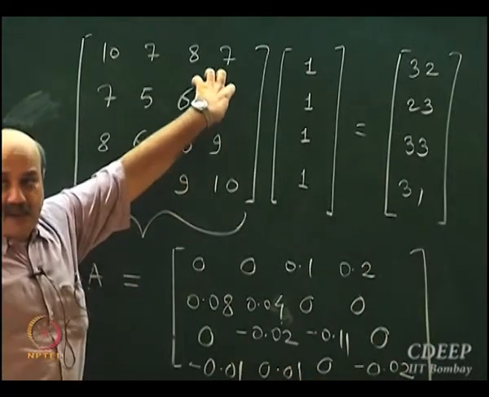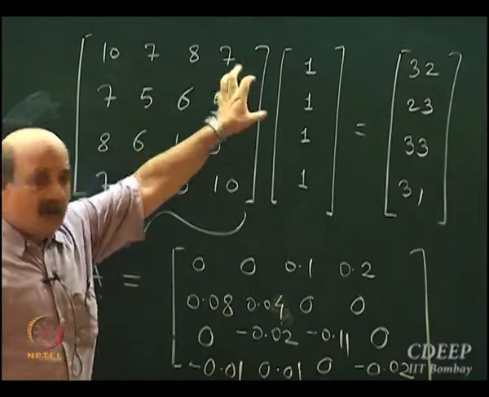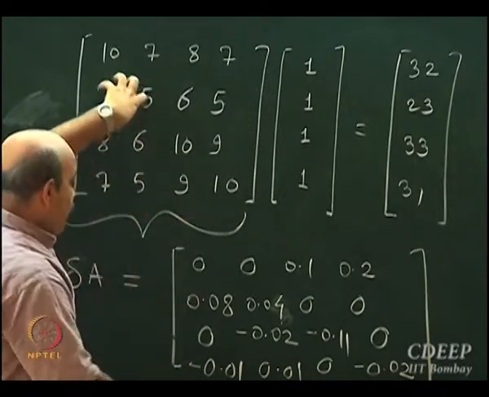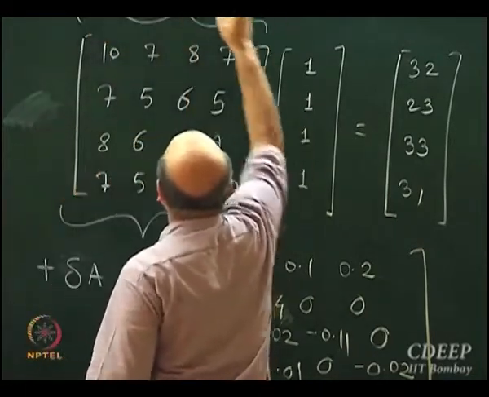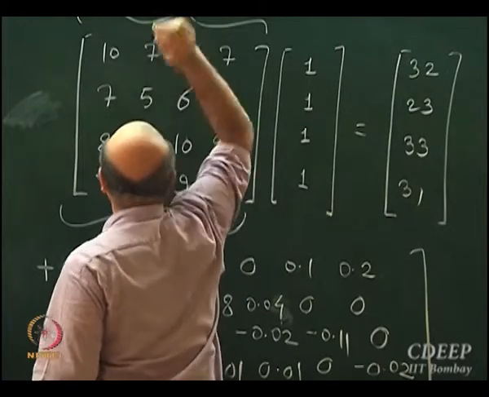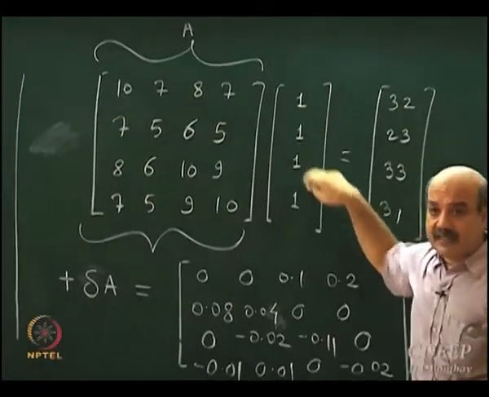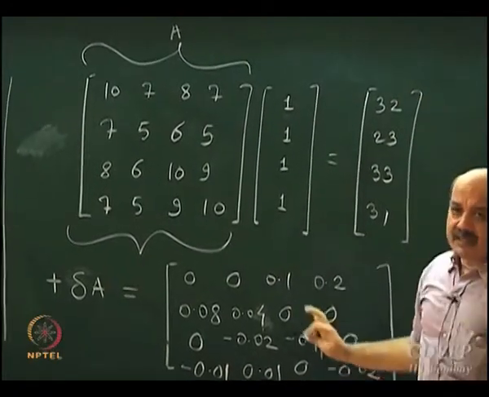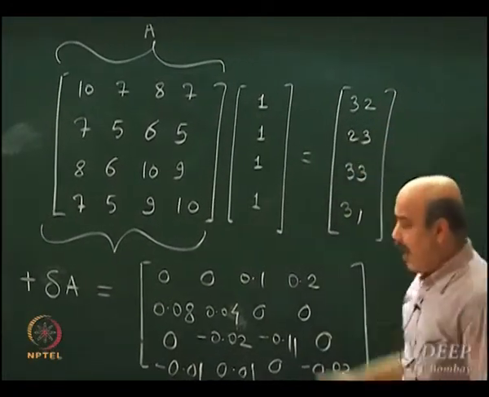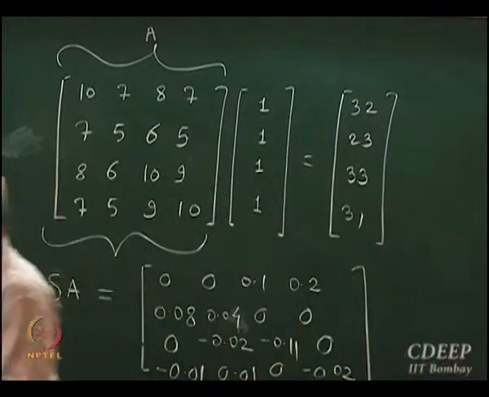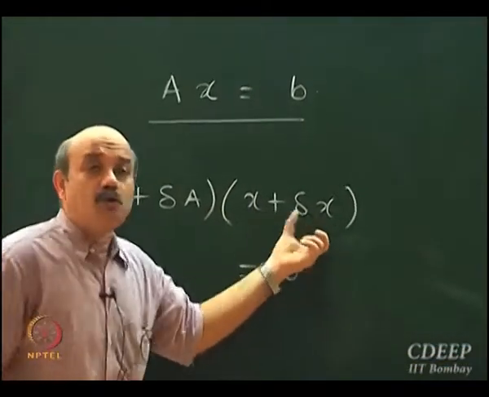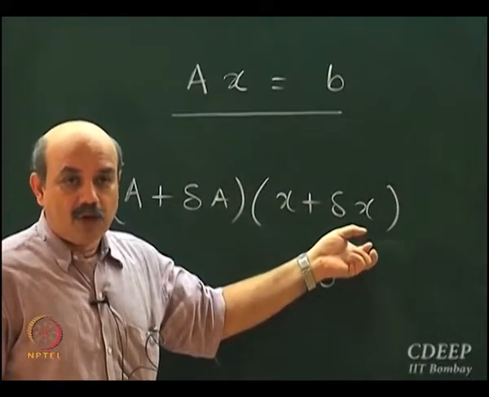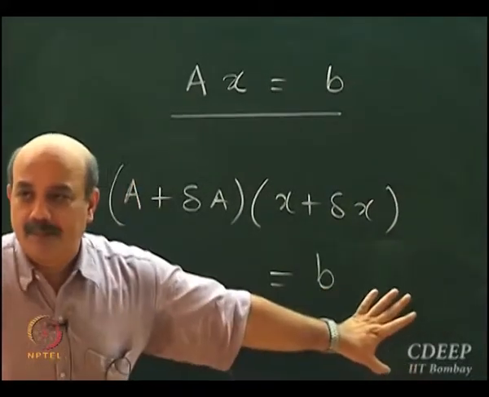Instead of taking this A matrix, I am going to solve for A plus delta A. This is my A matrix, this is my original x, and this is my right hand side. I am keeping the right hand side the same. I am changing the problem to A plus delta A. I do not know what x will be, and I am keeping the b the same.